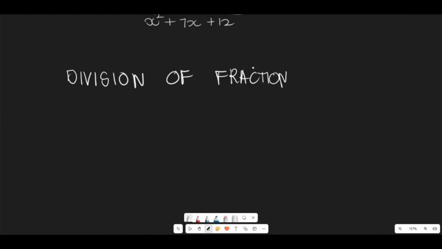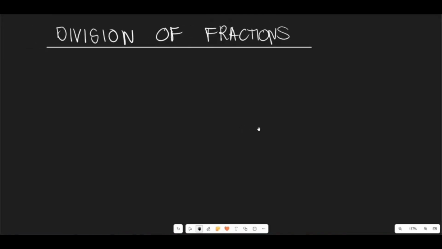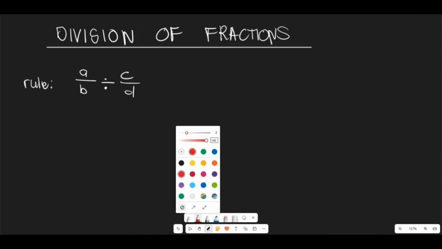So one thing I want you guys to know about the division of fractions is that it's basically the exact same thing as the multiplication of fractions with just one extra step, all right? So just one extra step, or yeah, one extra step if you want to call it like that, right? So here's the rule. Let's say we have A over B divided by C over D, right?